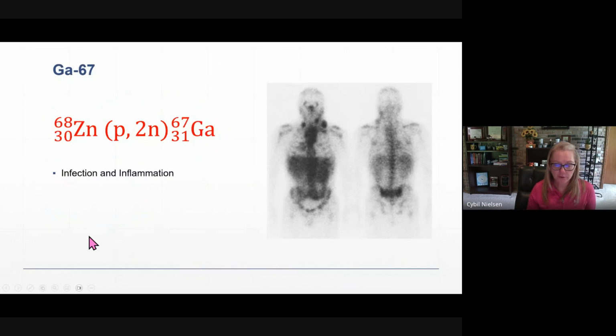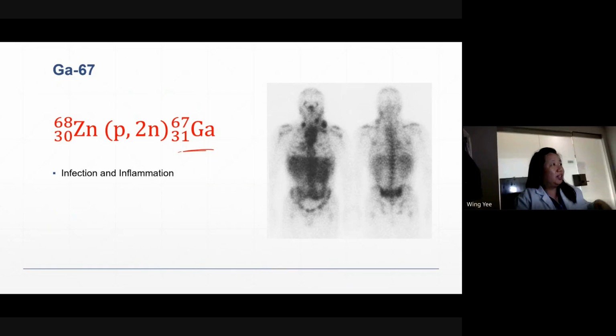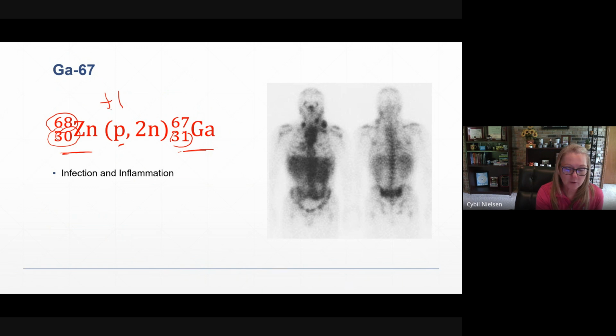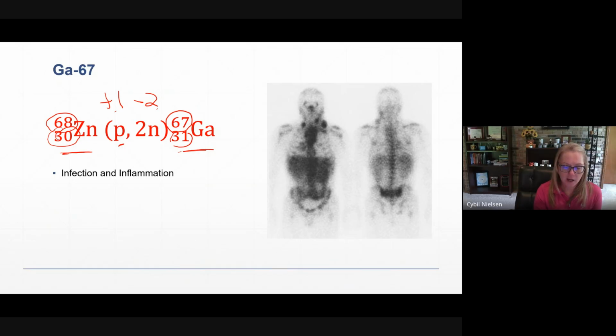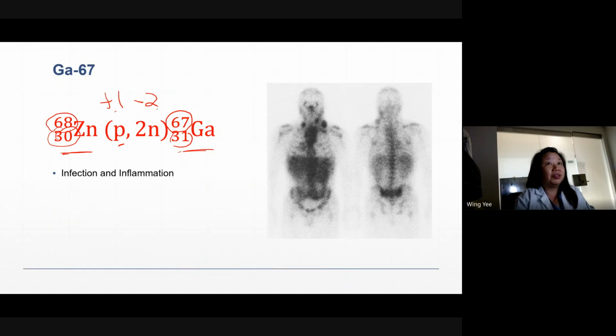All right, now your turn. Gallium-67. Which one is the target? The 30 plus the 1 proton, and then minus 2 neutrons. Okay, yep. So 1 proton, 68 becomes 69. Minus 2 neutrons, 69 becomes 67. And it becomes gallium. Yes. And which one is the product? Gallium-67. Yes, very good.